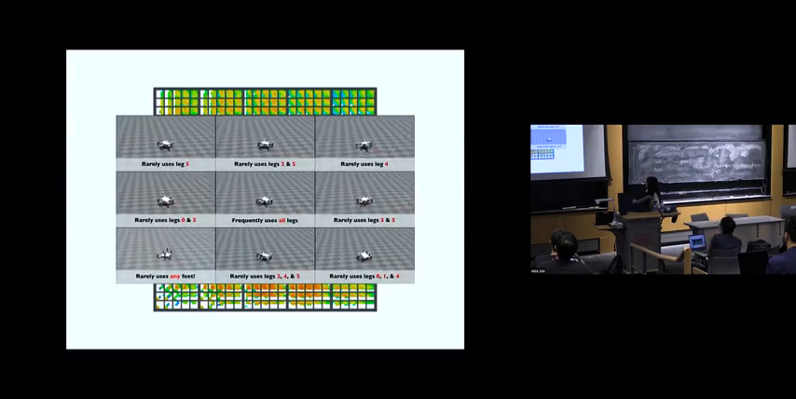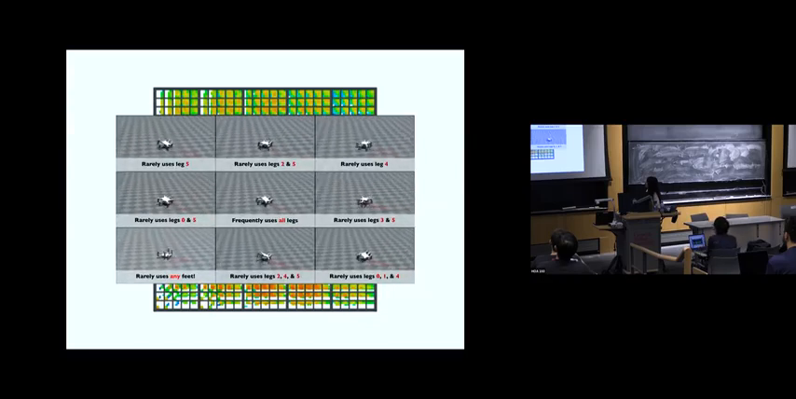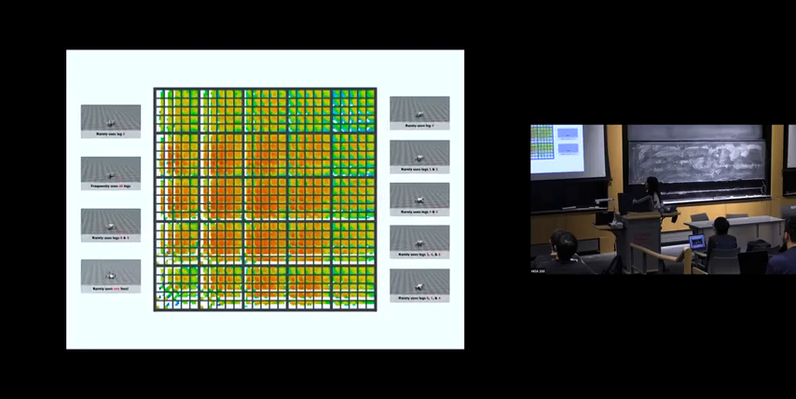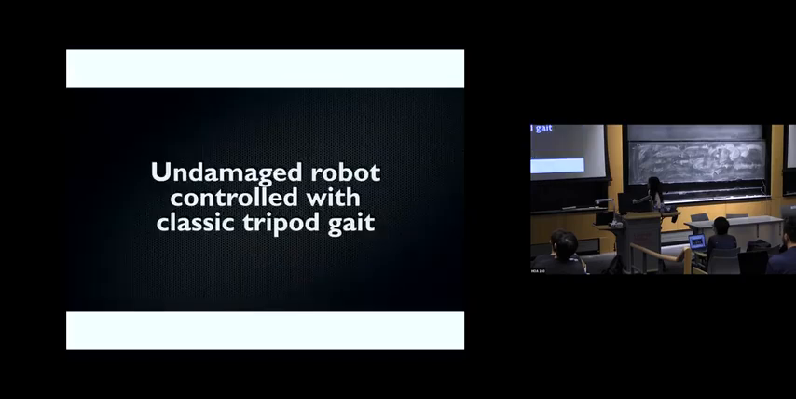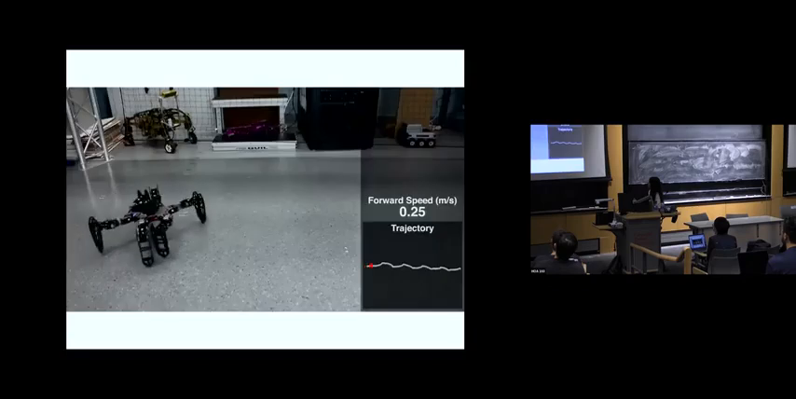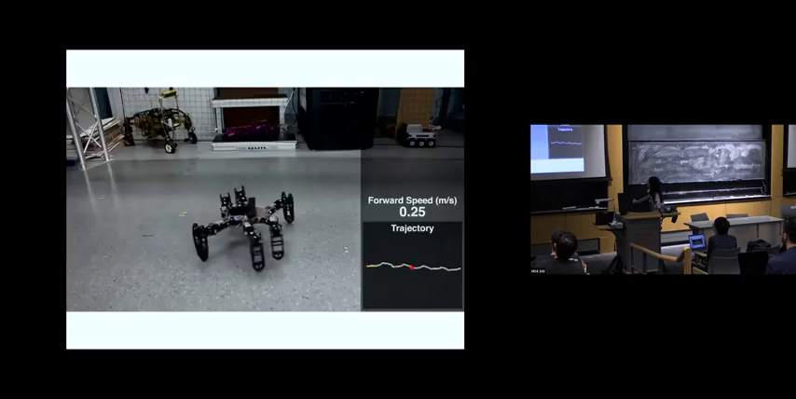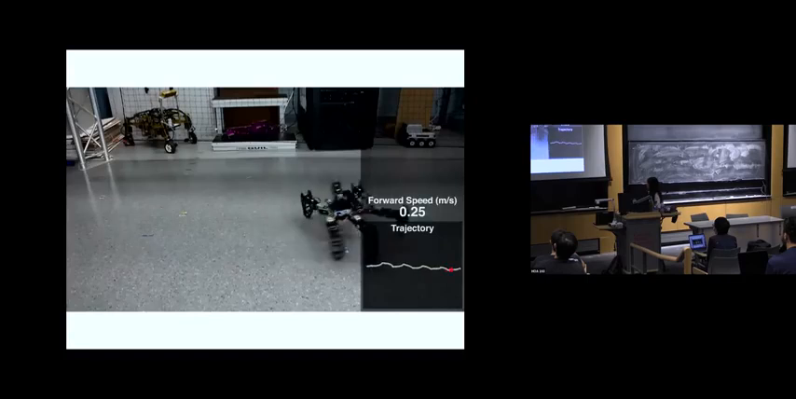The discovered behaviors create a map of the behavior performance space. The map shown was created with the MapOmeets algorithm and contains the robot's intuitions about different ways to move and predicted performance of each way of moving. Now see the undamaged robot controlled by a classic tripod gate. Note that the robot moves straight and at a speed of 0.25 meters per second.